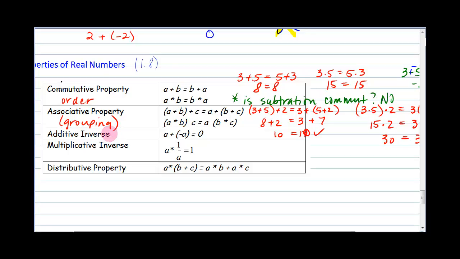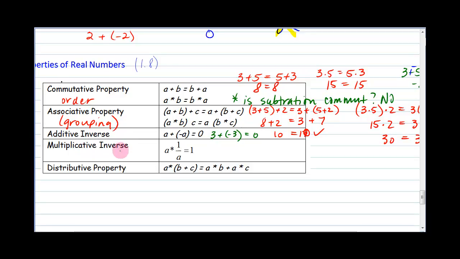Okay, another property that we have is called the additive inverse. This is basically just saying if I have a number and I add the opposite of that number, I get 0. Let's say I had 3 plus negative 3. Well, 3 plus negative 3 is equal to 0. That's called the additive inverse, and we use this all the time when we solve equations.